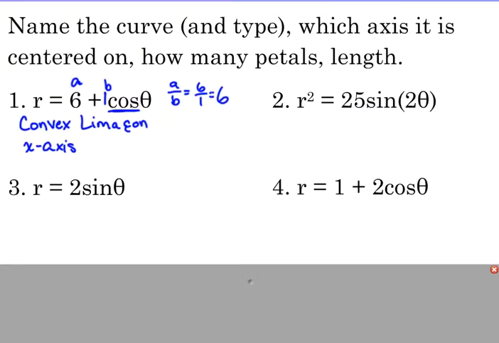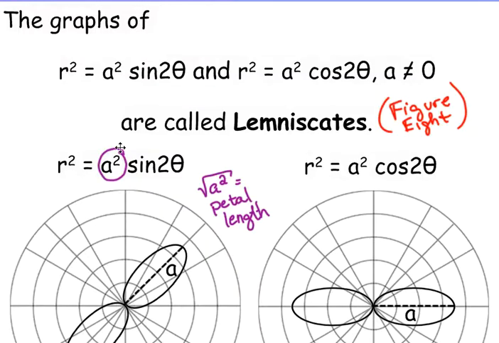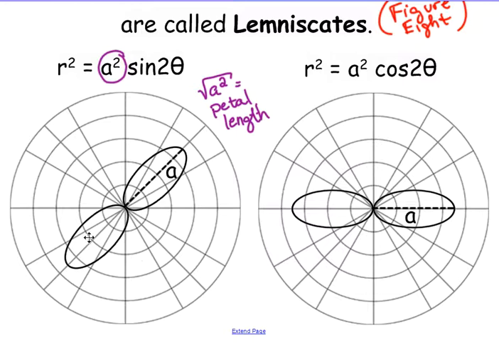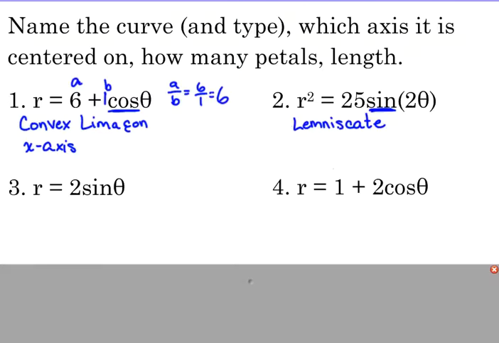Okay, number 2, I know right off the bat that it's a lemniscate because it has r squared. Which axis is it centered on? Its sine. Now, if you remember when we looked at the graph, technically the lemniscate's not really centered on the y-axis. It's kind of cockeyed, I guess you would say. We're going to say that that is centered on y equals x, that line y equals x.